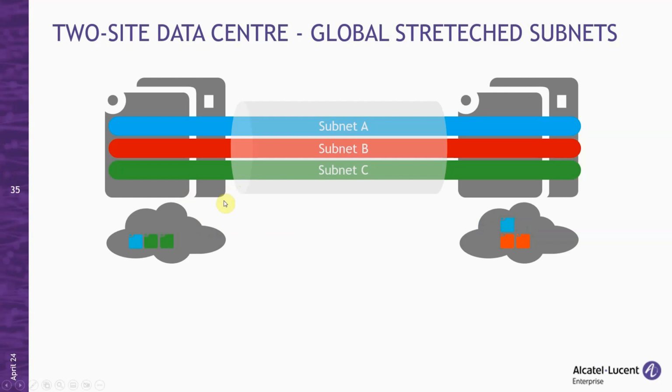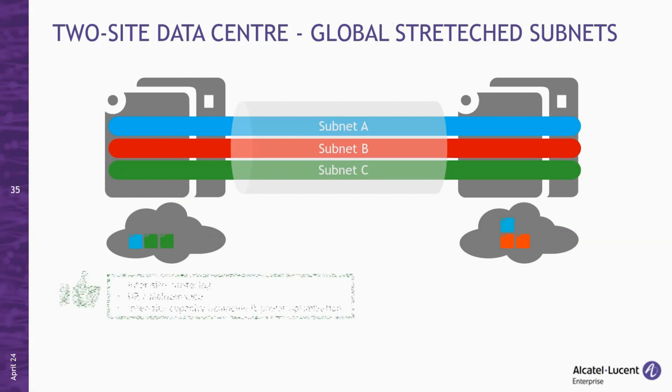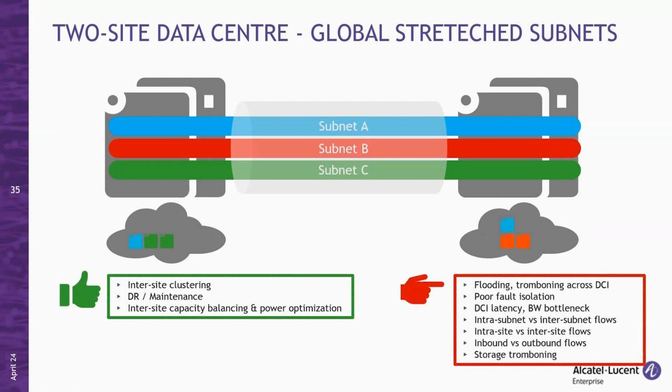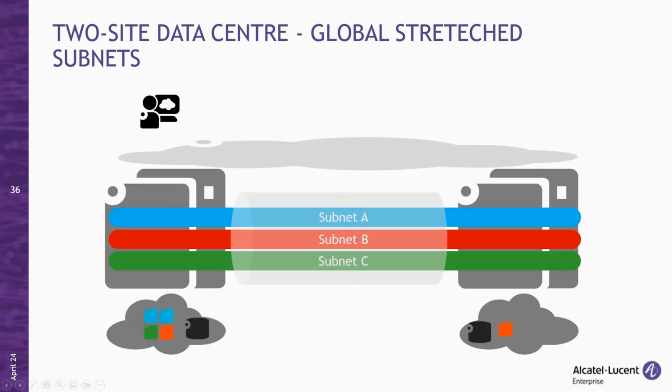So stretching the layer 2 domain in general not only increases the failure domain, it also introduces other drawbacks such as suboptimal traffic flows, traffic tromboning, and traffic bottlenecks in the DCI link. So let's give an example of suboptimal traffic flows, traffic tromboning, and DCI bottlenecks. So let's say an external user is accessing an application hosted in DCA. Traffic will flow normally in both directions.